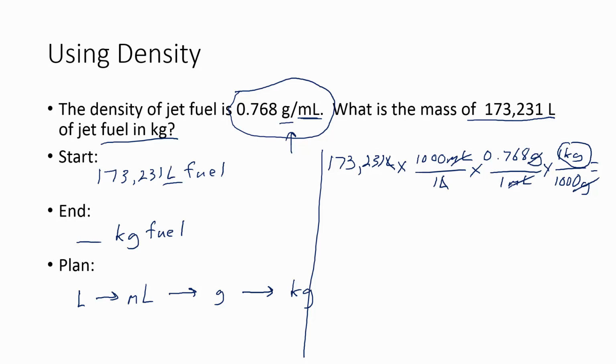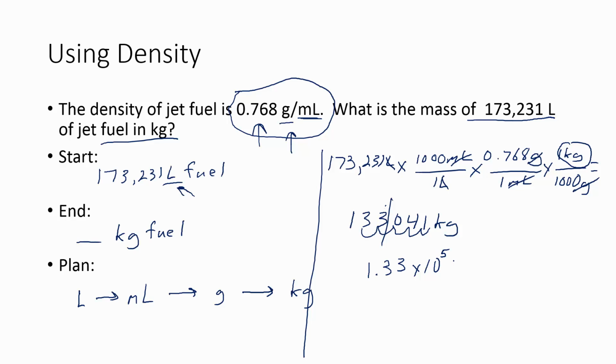So 173,231 times 1,000 times 0.768 divided by 1,000. I guess I could have almost skipped a couple of steps here. That gives me 133,041 kilograms. Well, this number is not exact. Even though we get 6 significant figures in the original volume, we only get 3 significant figures for the density. So we're going to have to cut this to 3 digits, and go to scientific notation here. So 1, 2, 3, 4, 5.